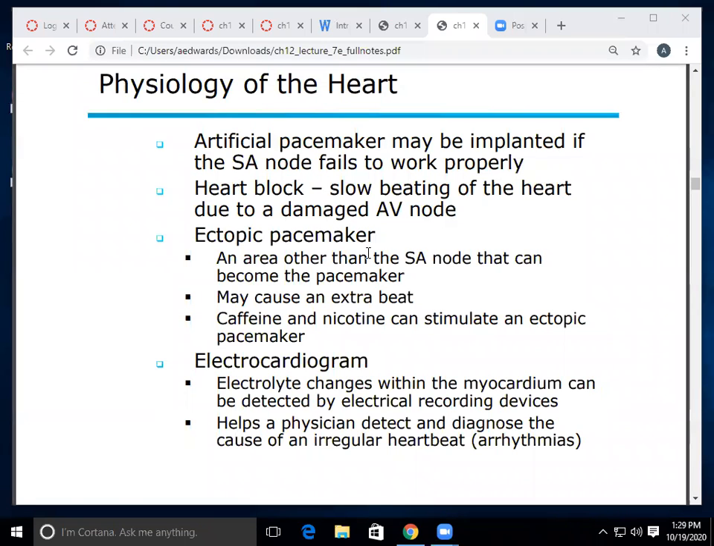Okay, so electrocardiograms are recording devices that can sense changes in electrolytes inside your myocardium, your heart muscle. And physicians use that to detect causes of irregular heartbeats and provide a diagnosis, say what's causing it. And these irregular heartbeats are known as arrhythmias. Because you have a rhythm, arrhythmia means the rhythm is off.